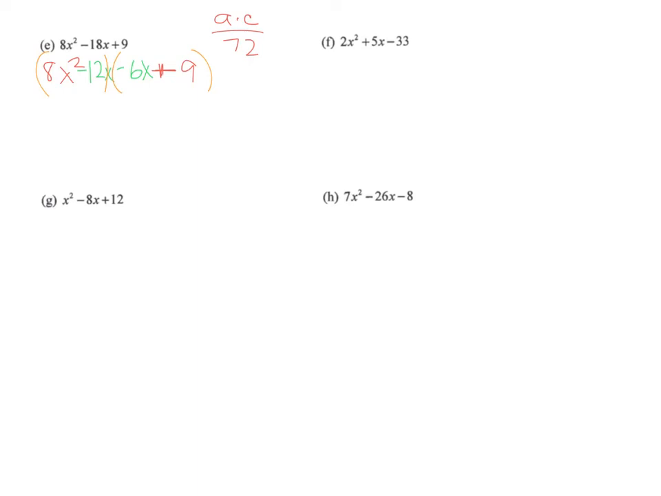Our greatest common factor in 8x squared and 12x is 4x, and I'm left with 2x minus 3. My greatest common factor in the next one, though, because I have a negative 6x, I'm going to have to take out a negative. And it is a 3, and I'm left with 2x minus 3. So 2x minus 3 is our first term. Our second term is 4x minus 3.